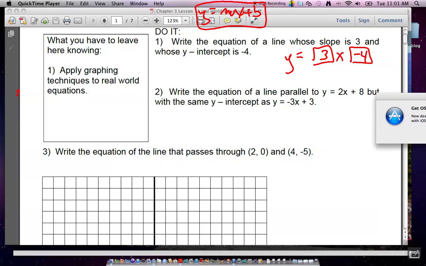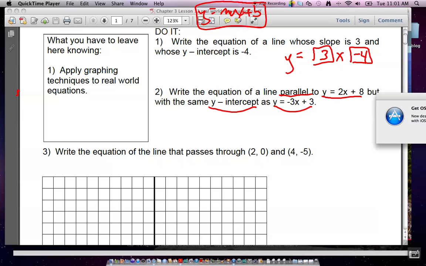Okay. Next, write the equation of a line parallel to this guy, but with the same y-intercept as that guy. Now, when we think about parallel lines, what do we always remember about parallel lines? There really are 2 things. Michael? They have the same slope. They have the same slope as 1, and what do you know about how they look? They're not touching. Yeah, they're not going to touch. They're the same distance apart the whole way.